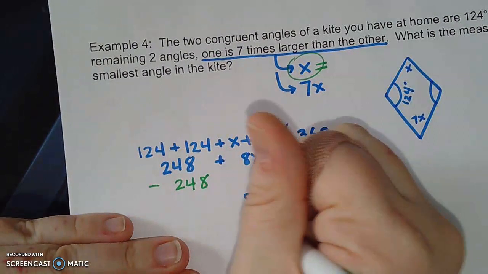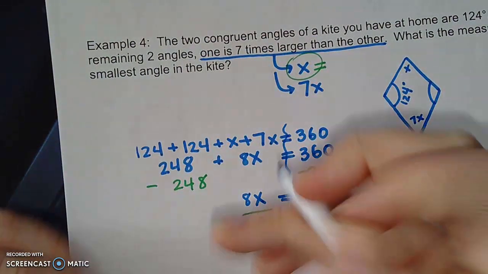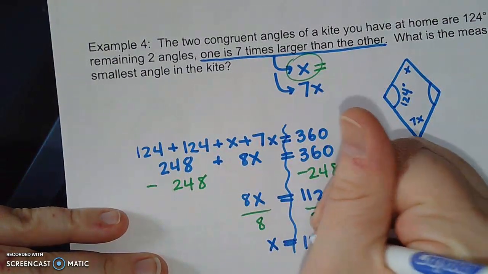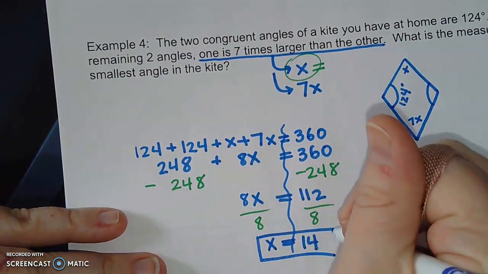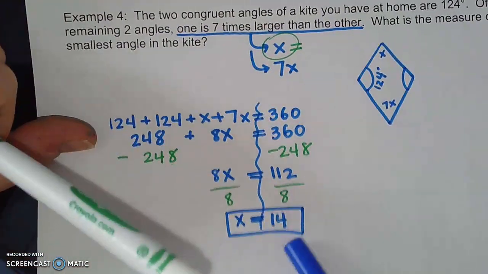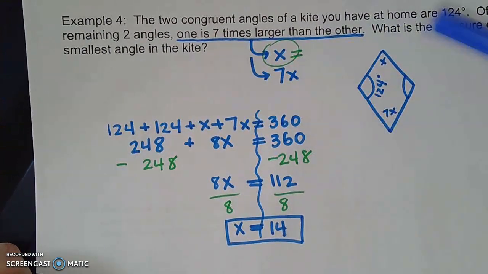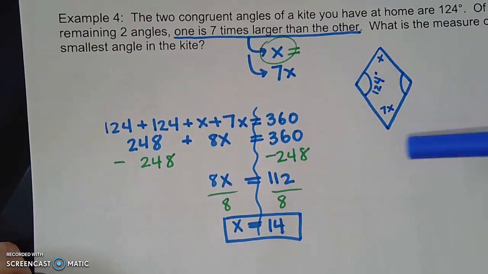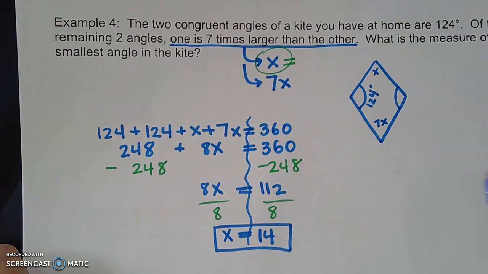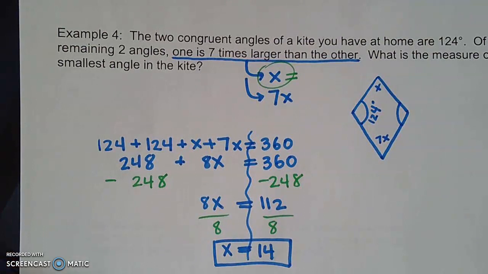and then I can just divide 8 on both sides. And so I will be left with x equals 14. And so the smallest angle of this kite is 14 degrees, and the largest angle is just 7 times larger than that. So 14 times 7 would get you the other angle, but the question specifically is asking for the smallest, so we're done there.